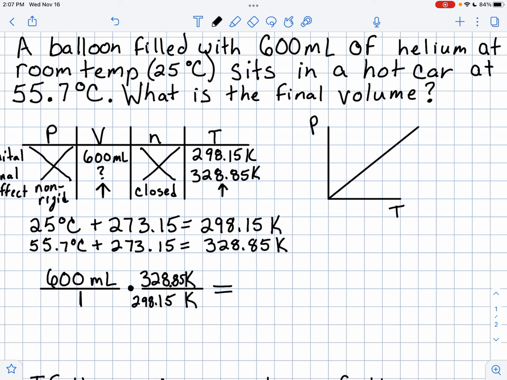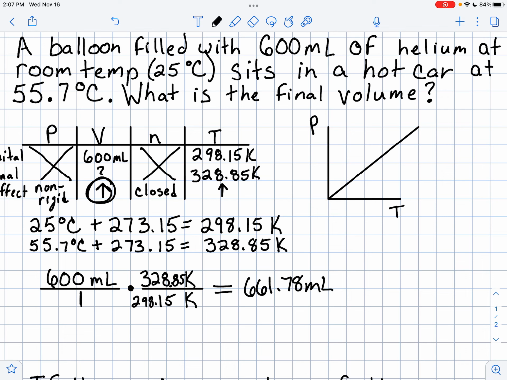When I calculate this out, I get a volume of 661.78 milliliters. And when I look at this, it does in fact increase from 600 to 661.78. So that tells me that I set up my ratio correctly and that that is my final answer.